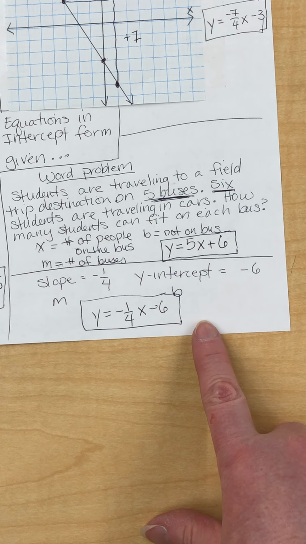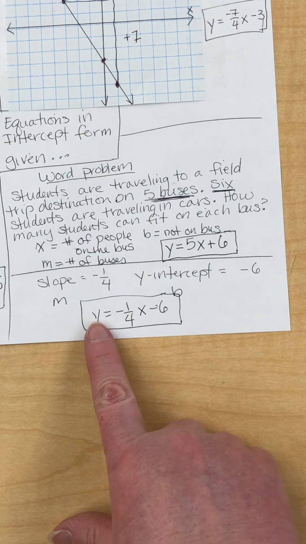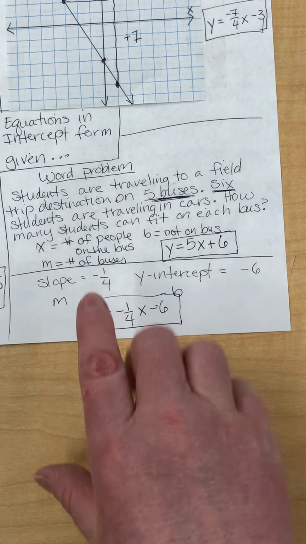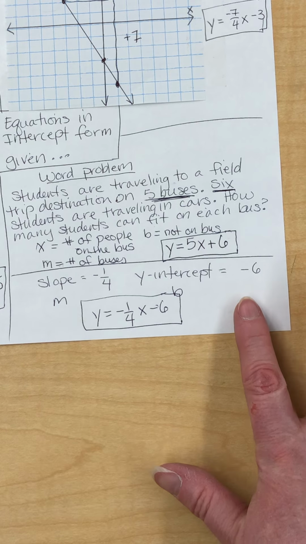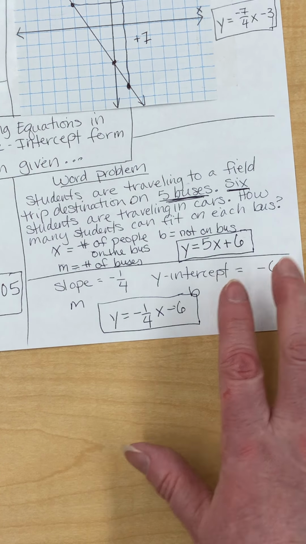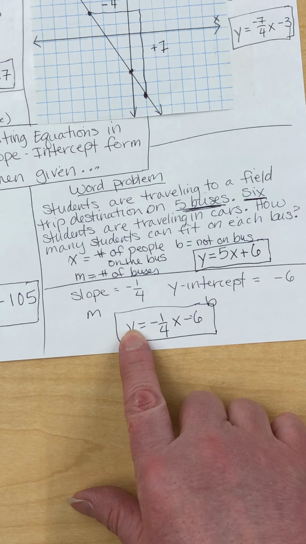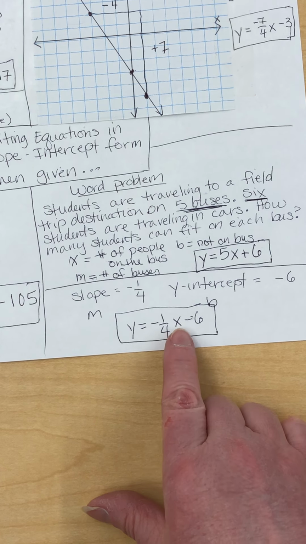And for functions, the only difference is you do everything here the same. The only difference is that the y would be f of x. So algebra students, that's your only difference on this video, is that instead of y, you would say f of x equals -1/4 x minus 6.